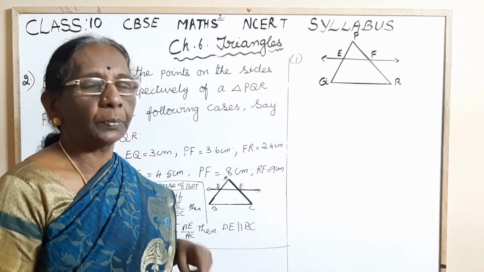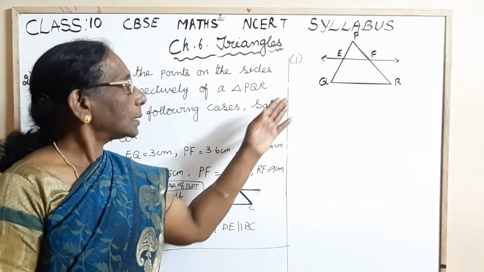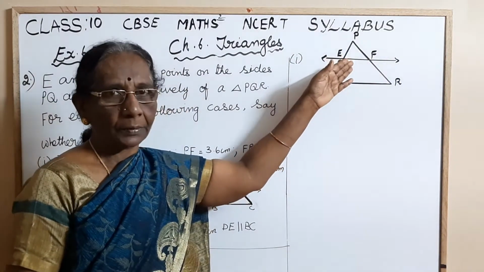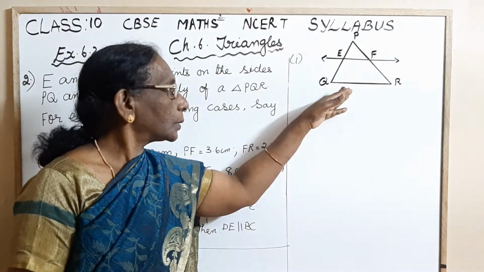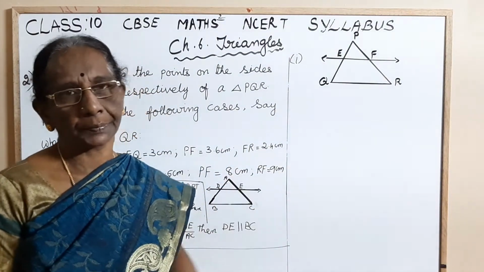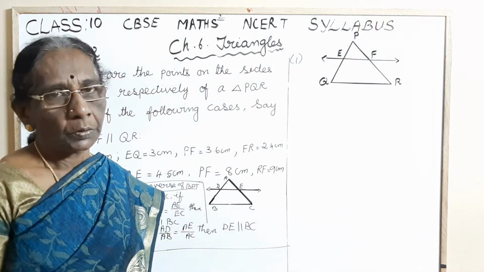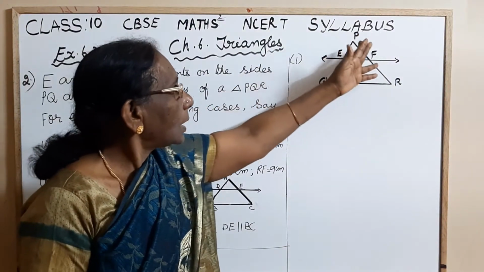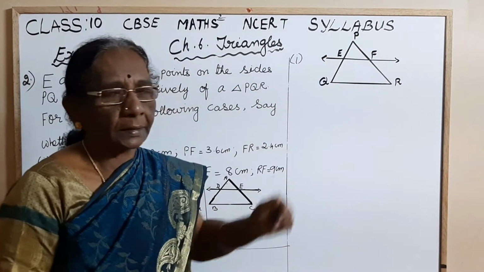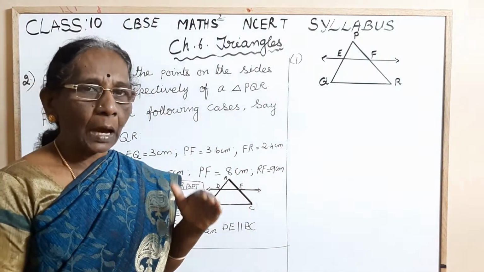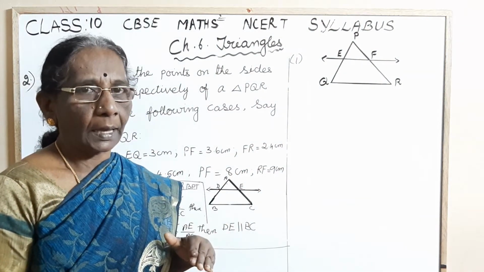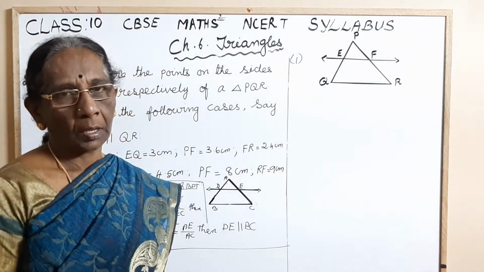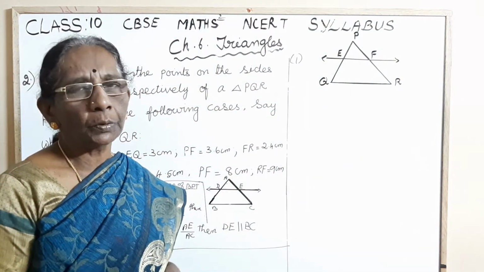And what are we supposed to find out? Whether the line joining the points E and F, that is EF, is parallel to QR or not. Okay, children? So, we are given the measures of the 2 parts of the sides. Using that, we have to find whether EF is parallel to QR or not. And so, how to do this sum?